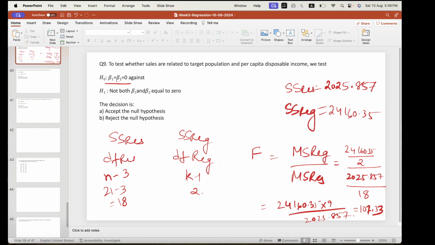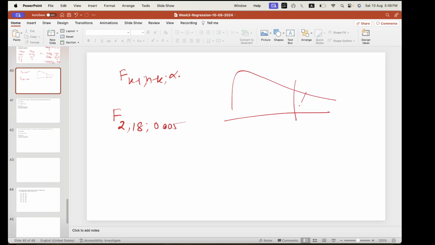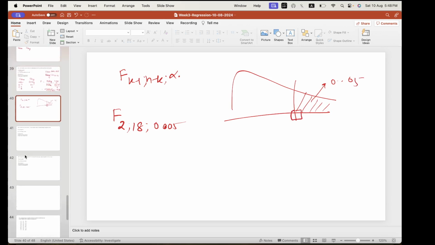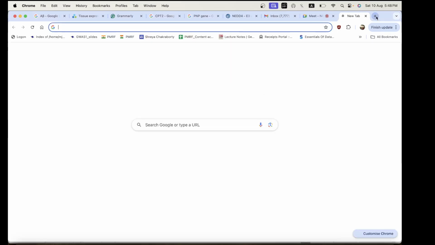So what would be that DF? That would be F k minus 1, n minus k, alpha. So at 5% level of significance, it should be F 2, 18, 0.05. So that should be that point such that the area above is 0.05. This point we need. So we can calculate it from a table or we can get it from elsewhere as well. So let me just find out.